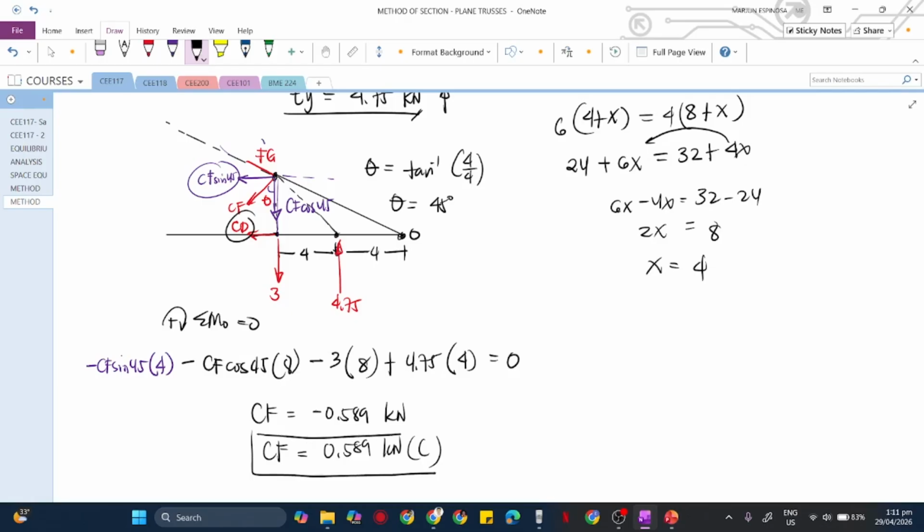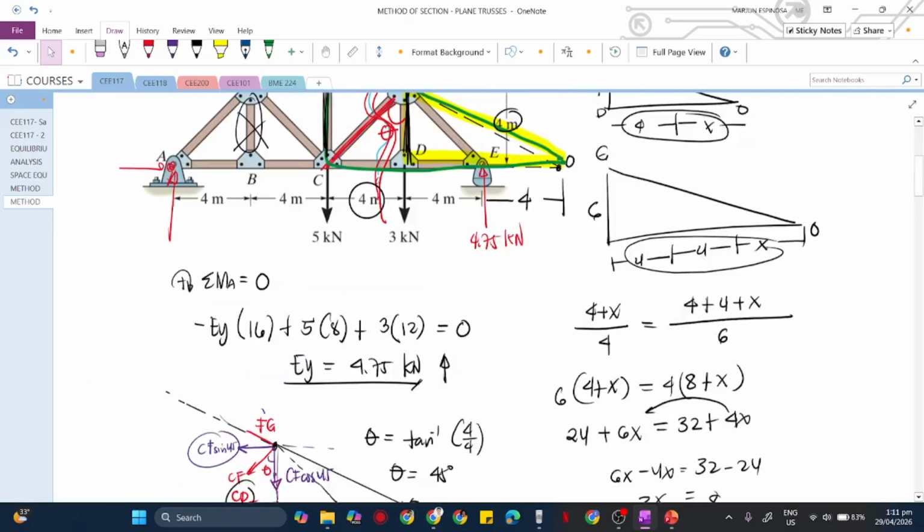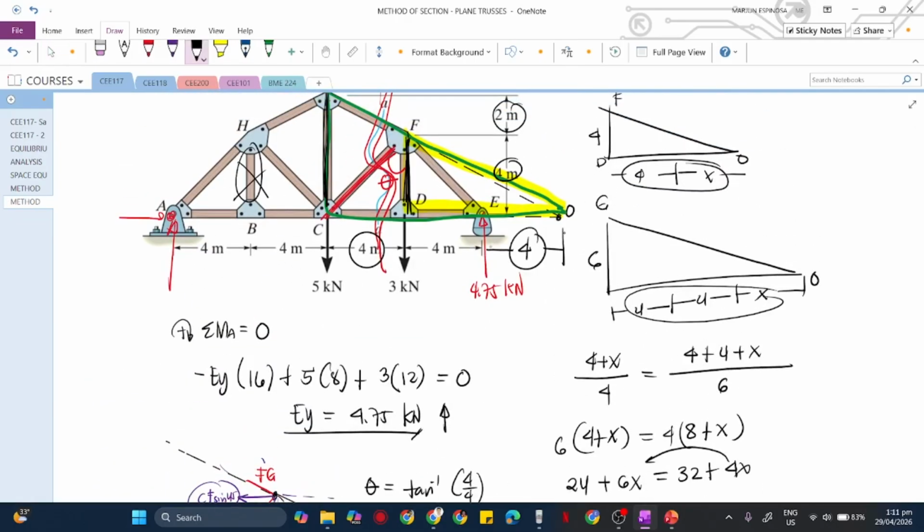Basically, we just get the value of x, then we'll take the moment here so that we can directly get CF, because CD and FG will have no moment if we take the moment at point 2.